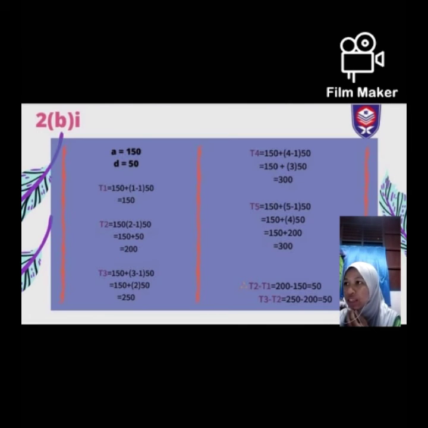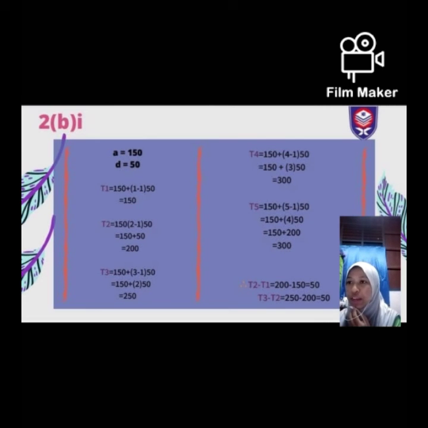For the second month, T2 equals 150 plus (2 minus 1) multiplied by 50, and we get 200 ringgit. Use the same formula for the third month and the fourth month. Then use the answer of the second month minus the first month, which is 200 minus 150 equals 50. Same for the third month and the second month, which is T3 minus T2, 250 minus 200, and we get 50.